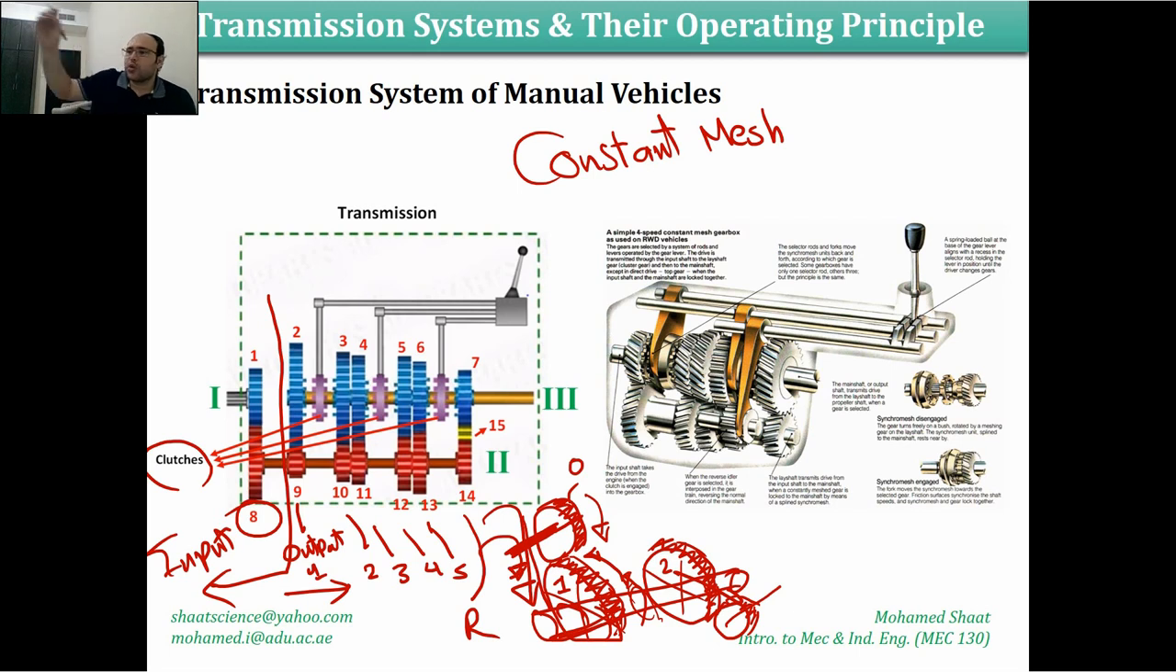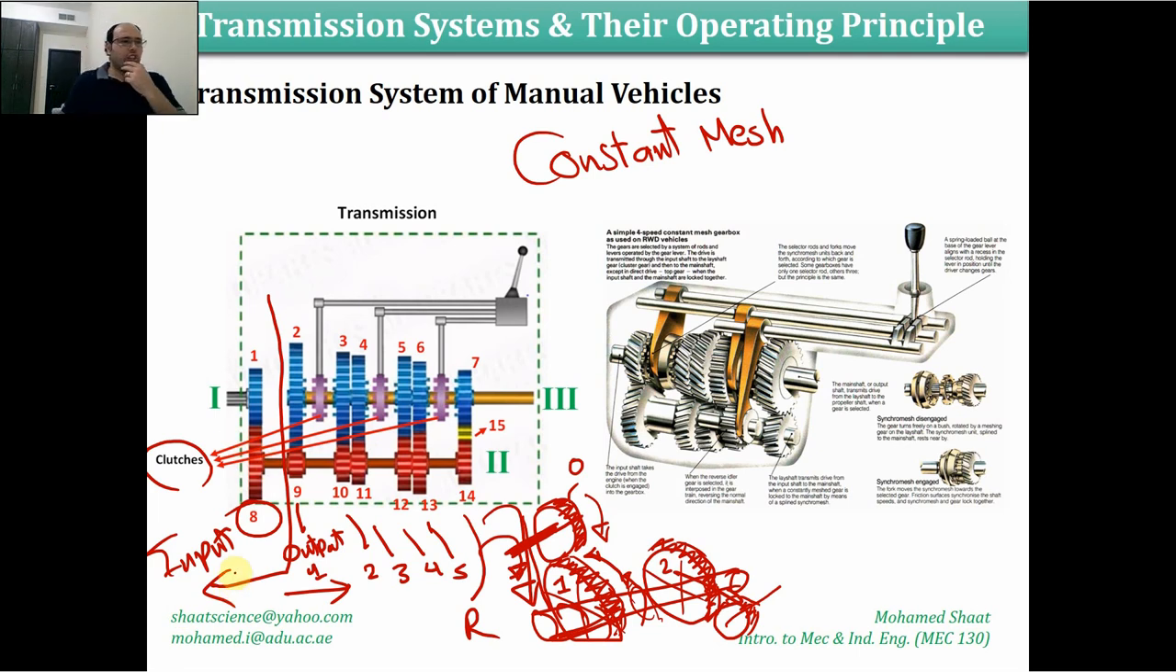So simply, how could we shift to the first gear? Your objective is just to move the stick, to slide the clutch between gears 2 and 3 to connect the clutch to gear 2. Once you connect the clutch to gear 2, shaft number 3 is going to take its speed of rotation depending on the speed ratio between gears 9 and 2.